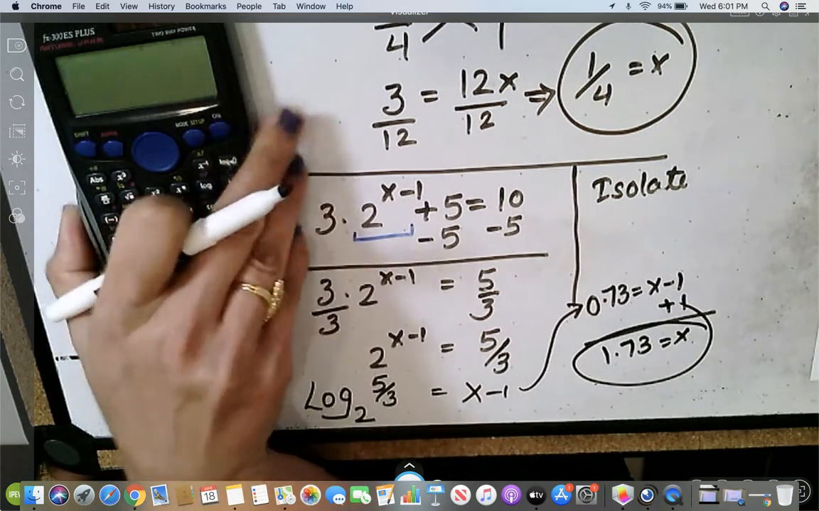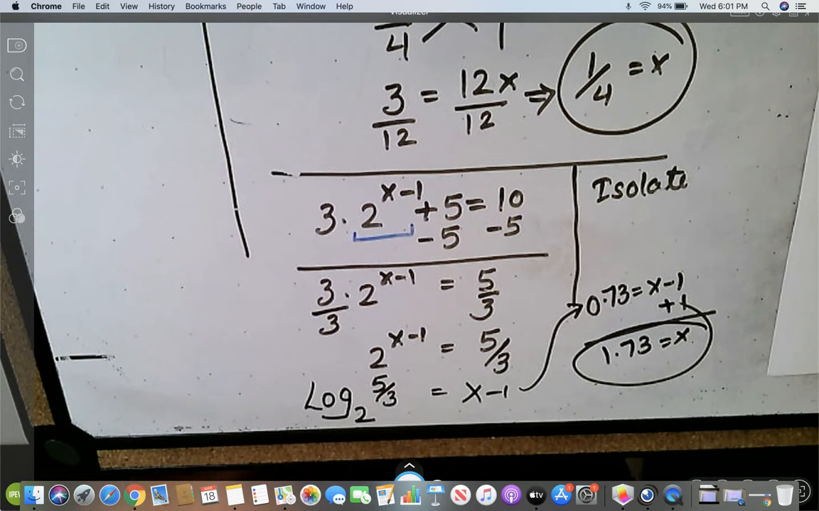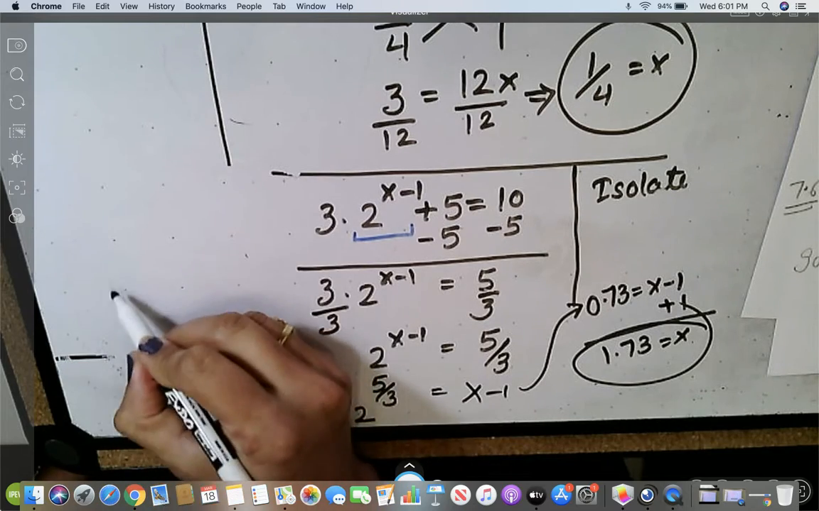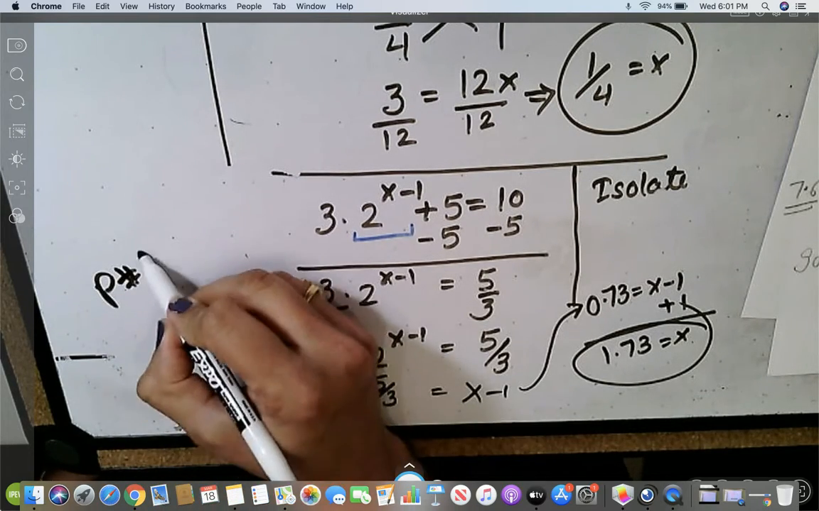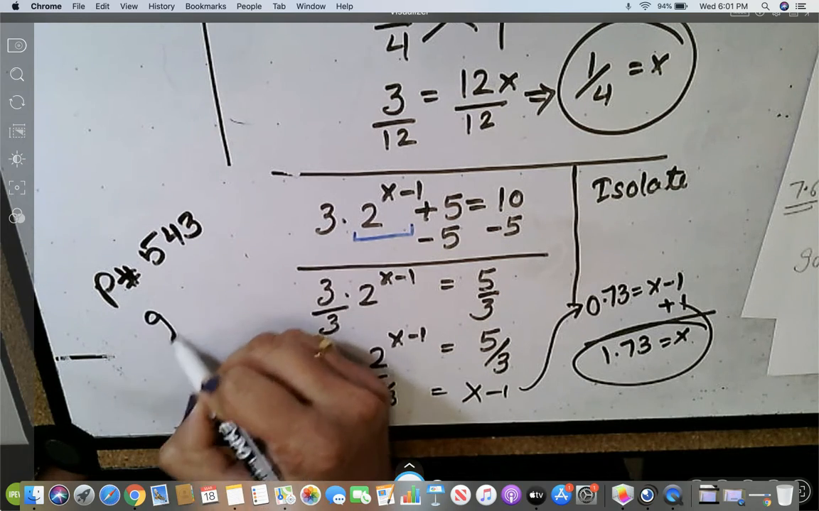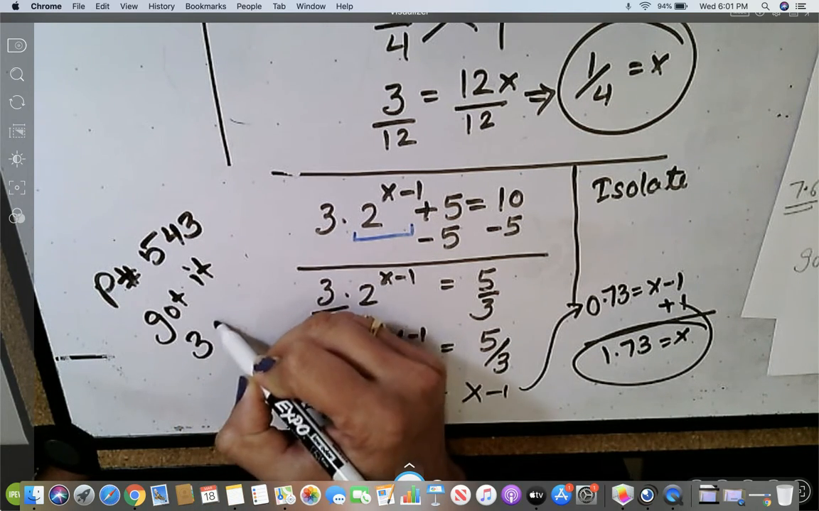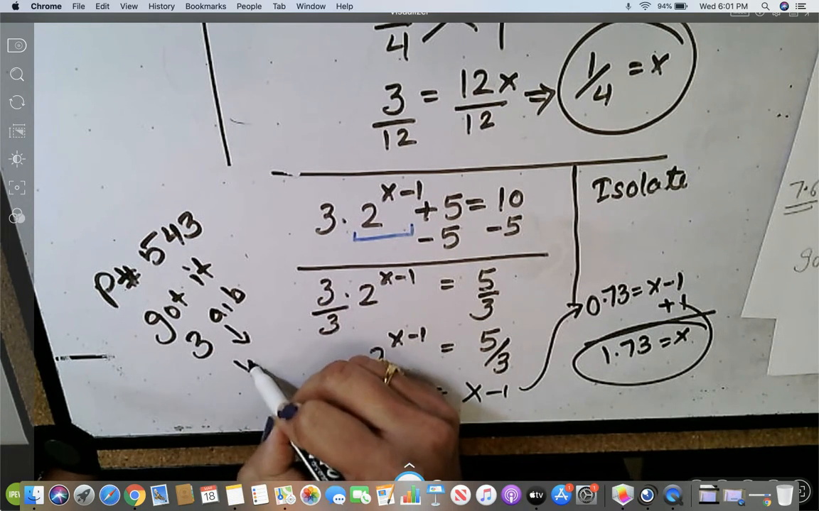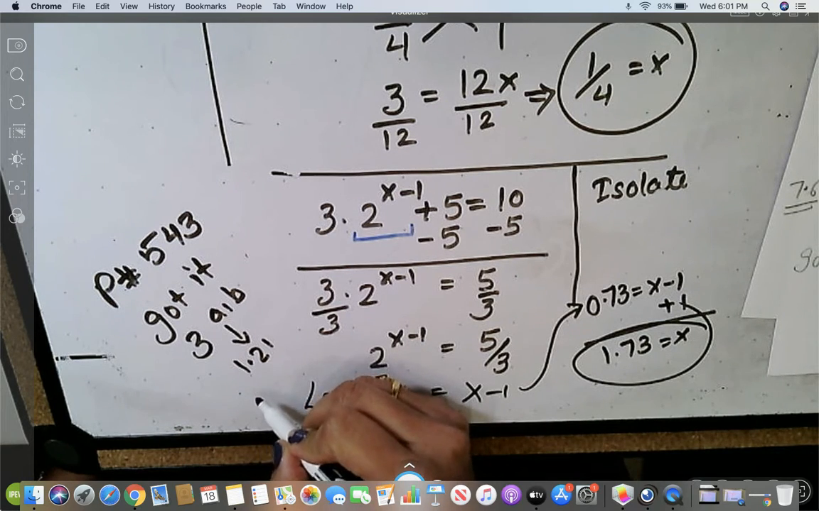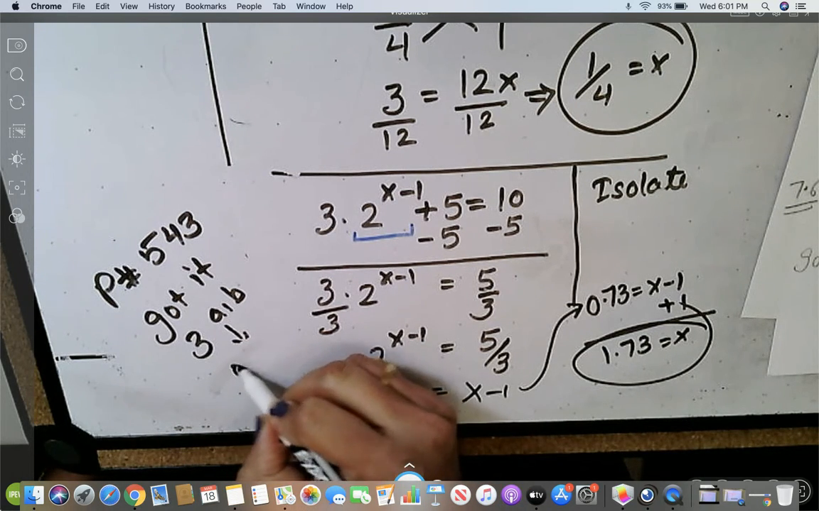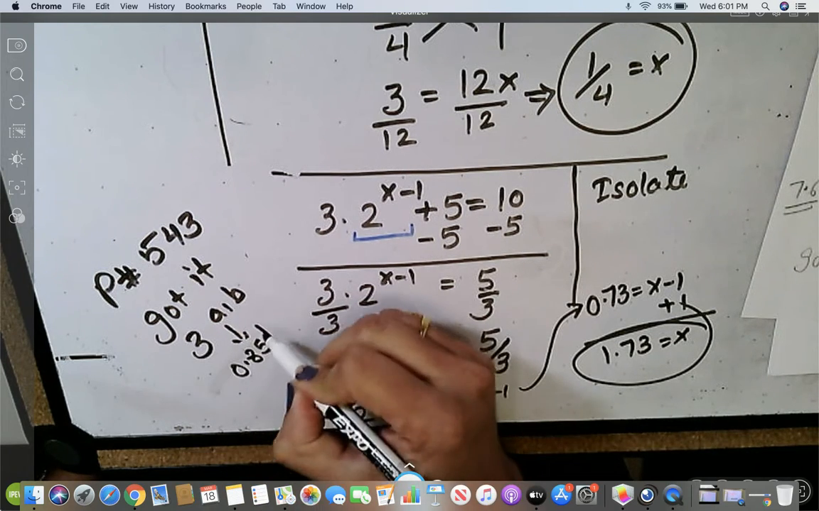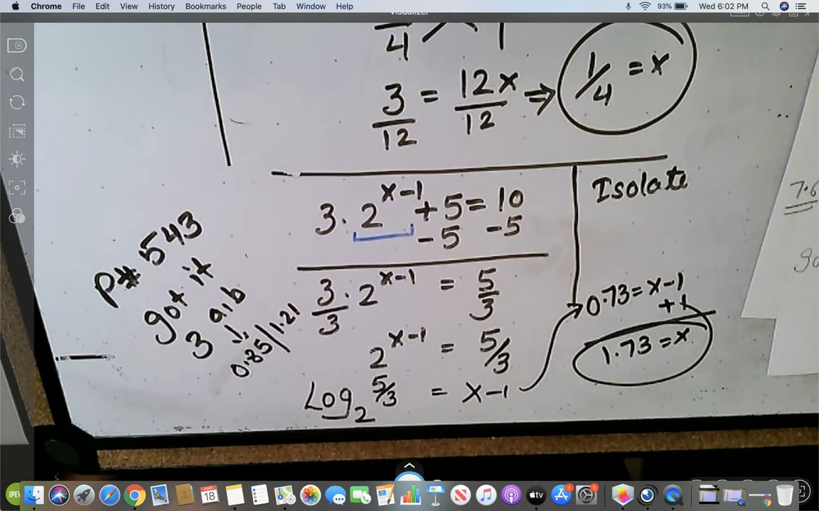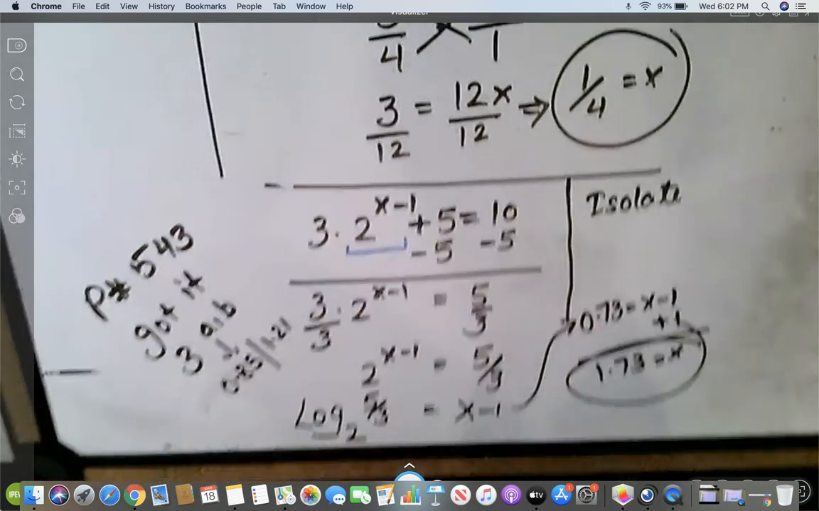All right. So let's say you want to practice one in your textbook. You could try Got It 3. You can go to page number 543. You can try Got It 3, A and B. For A, I'm just going to give you the answers right away. So the answer for A is 0.85 and the answer for B is 1.21. So you can try those ones, all right? Okay, this is what we needed to know from 7-5. So let's go to 7-6.